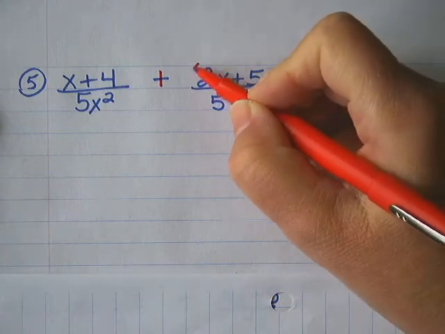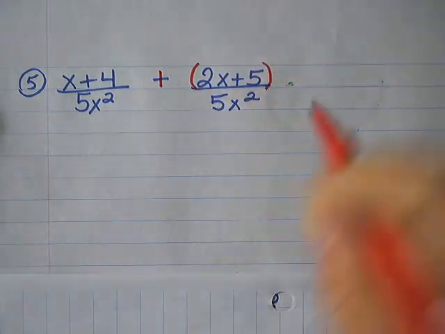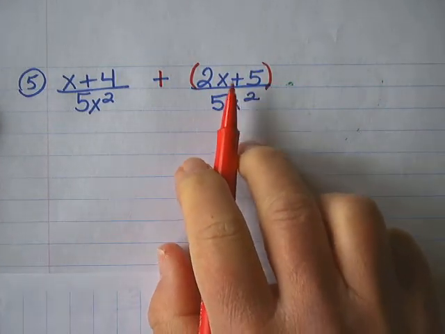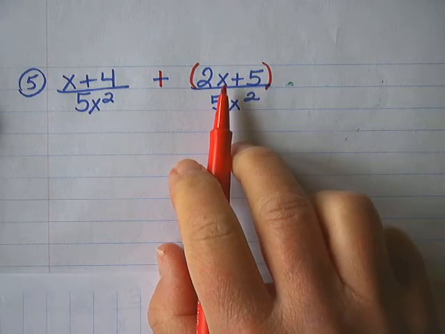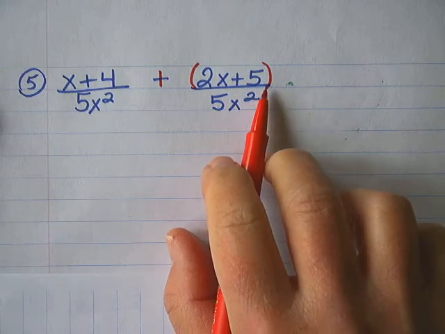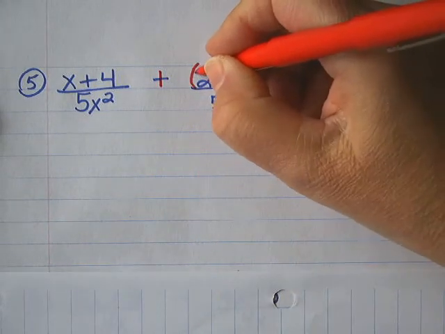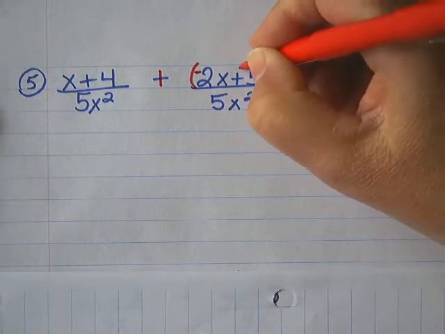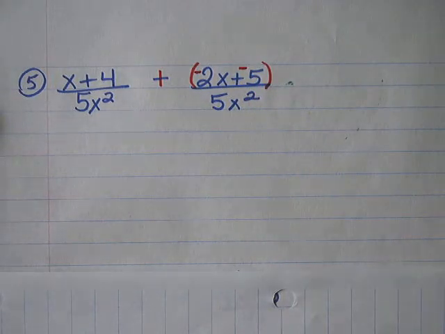And then I put parentheses around that family up here, and I remind myself to distribute that negative through everything that follows. So that's going to make this a negative 2x and this a negative 5. It's going to change the sign of everything that follows.